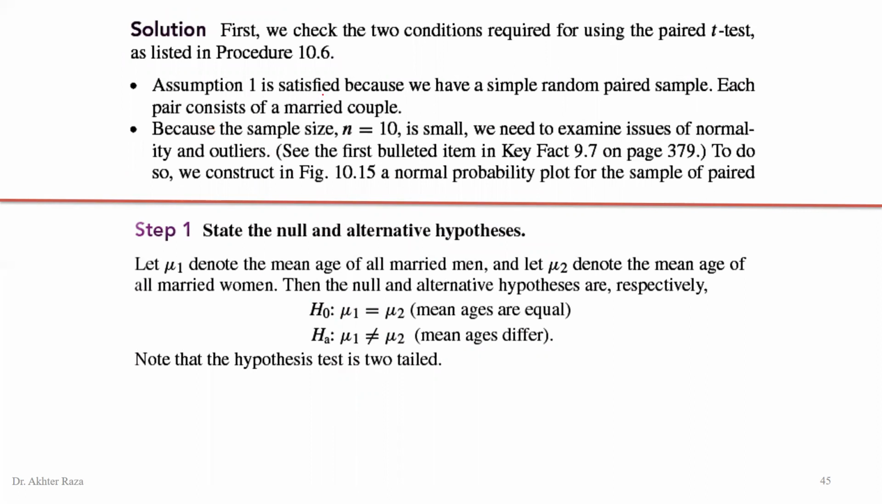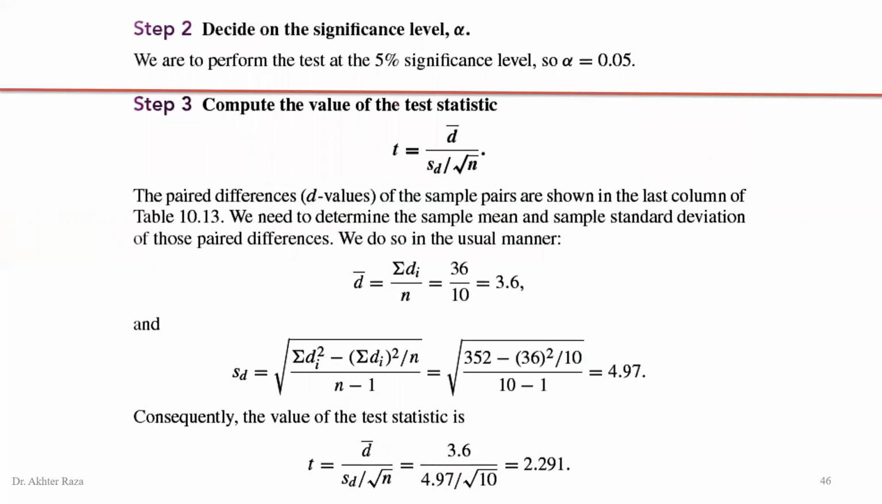Assumptions are checked. Assumption number 1 is satisfied: we have a simple random paired sample. Each pair consists of a married couple. The 10 couples we have, so the sample size is small. We have to check the normality by the probability plot that we have already constructed. Two assumptions are fulfilled, so the t-test is to be used.